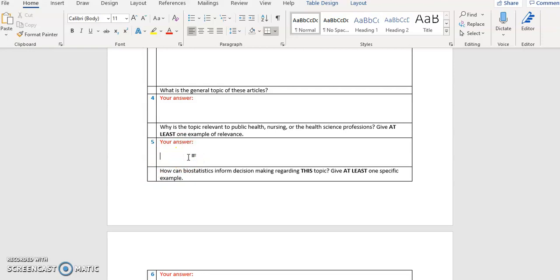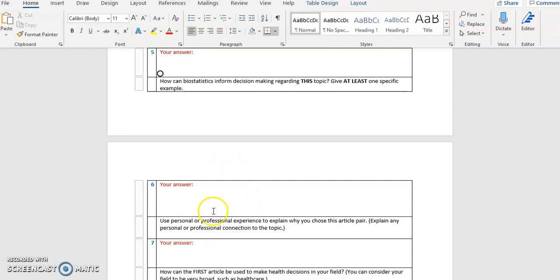Then, why is the topic relevant to public health, nursing, or health science professions? Give at least one example of relevance. So you need a very specific example of why it's relevant. Why would anyone care to read this article? So give a specific answer. And usually the more specific you are, the better, because it shows that you've read the articles a little bit better. Again, this one is, why would someone be interested in these findings? Give a specific example.